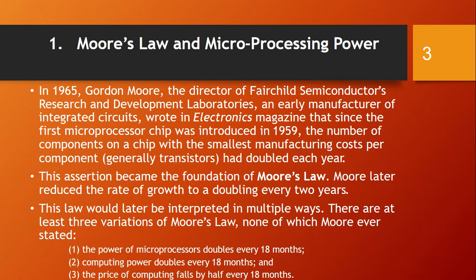Number one, the power of microprocessors doubles every 18 months. Number two, computing power doubles every 18 months. And number three, the price of computing falls by half every 18 months. So these are based on this Moore's law. Moore's law was mostly related to the computing power.